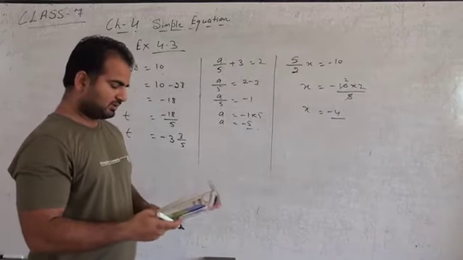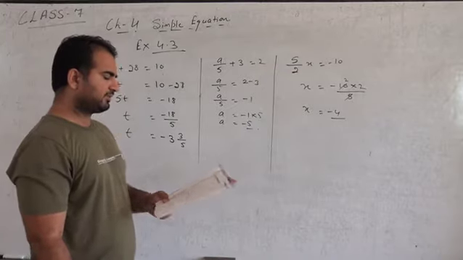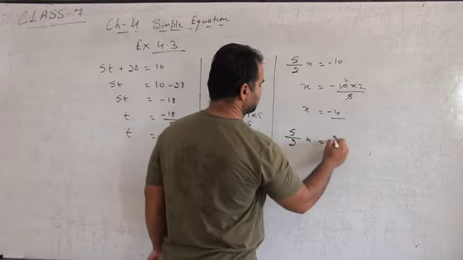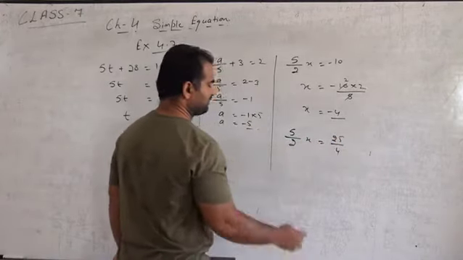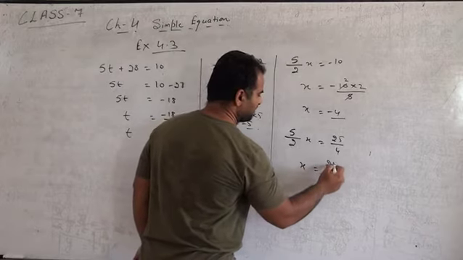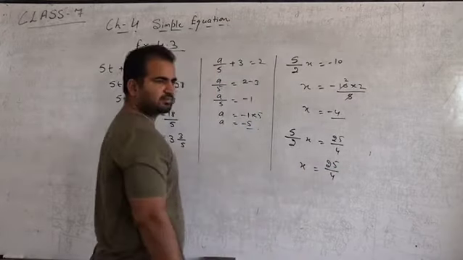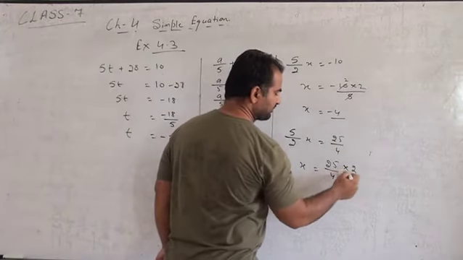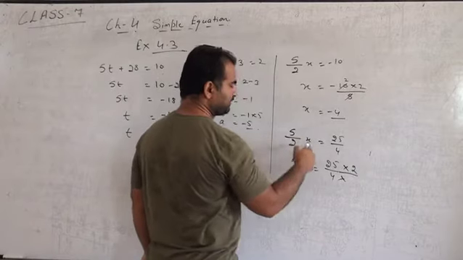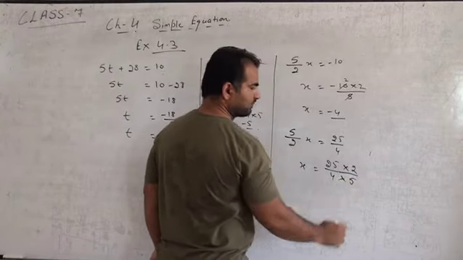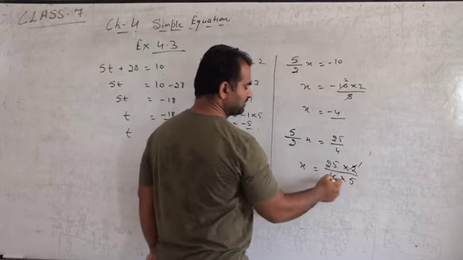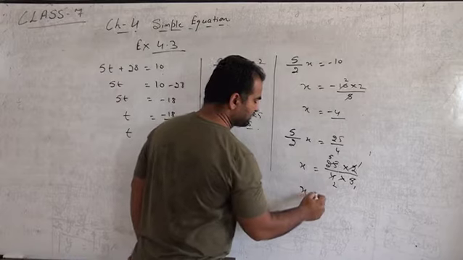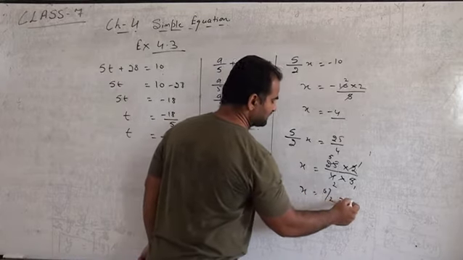Next is 5 upon 2x is equal to 25 by 4. So x will be, we know that 25 by 4 was already there. This 2 will go and multiply by 25, and this 5 will go and multiply by 4 as divided. What is 2 into 2 and 2 into 4? 5 into 5 is 25. X will be 5 by 2, or we can say that 2 1 by 2.